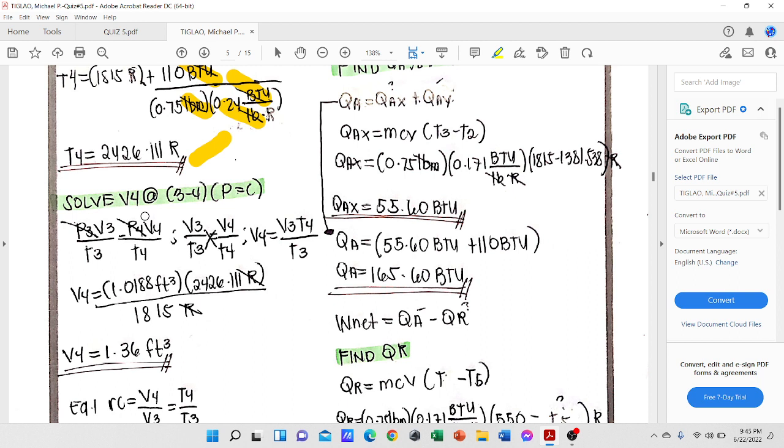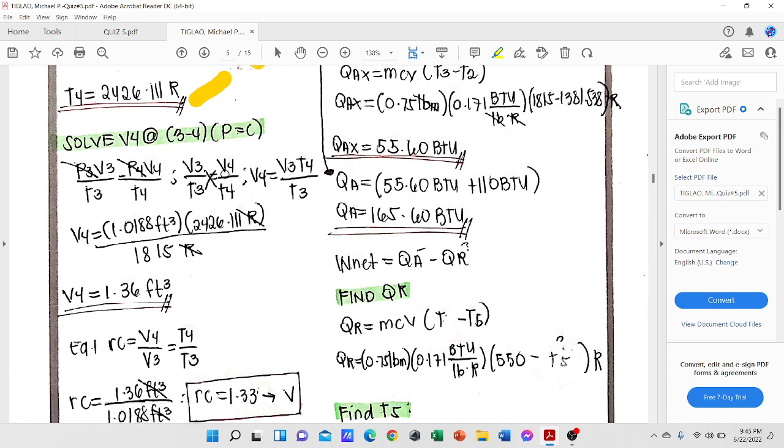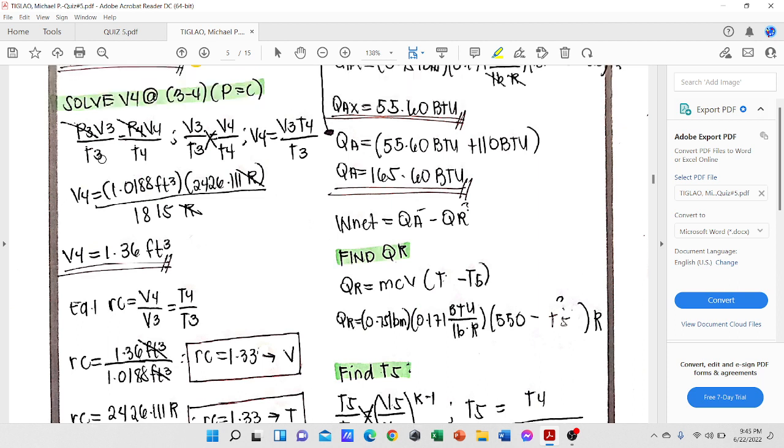So, hanapin naman natin susunod is yung volume 4. Sa volume 4, kinuha ko yung sa process 3 to 4. So, sa process 3 to 4, pressure is constant. So, ginamit kong formula is yung PVT formula. So, P3V3 all over T3 is equals to P4V4 all over T4. Yung pressure natin, since constant, so cancel lang yan. So, yung initial formula natin is V3 all over T3 is equals to V4 all over T4. So, cross-multiply para makuha natin yung final formula for V4. V4 is equals to V3 multiply by T4 all over T3.